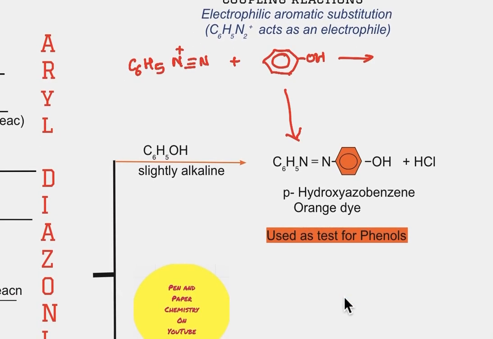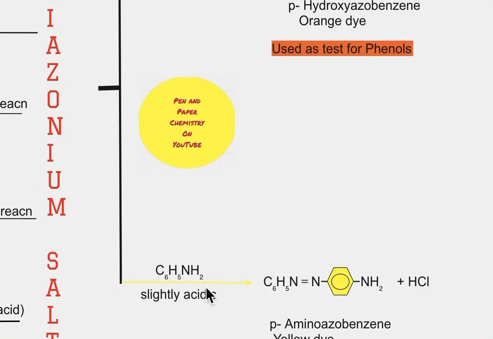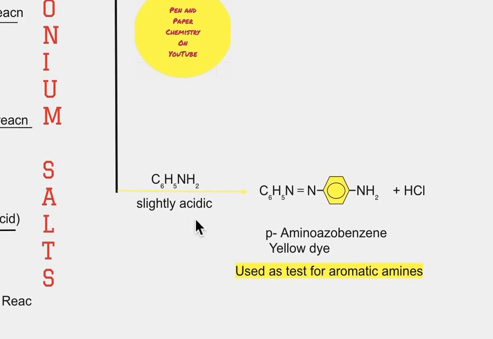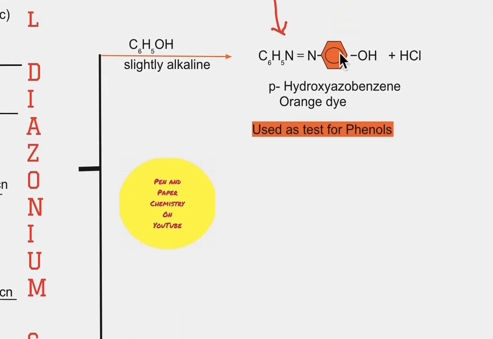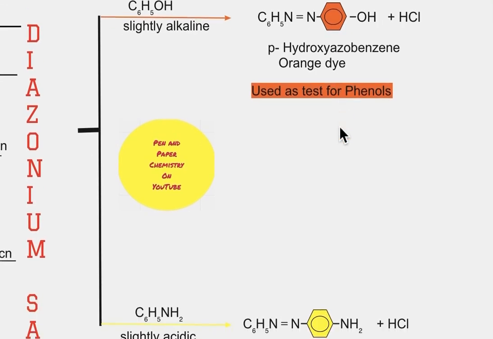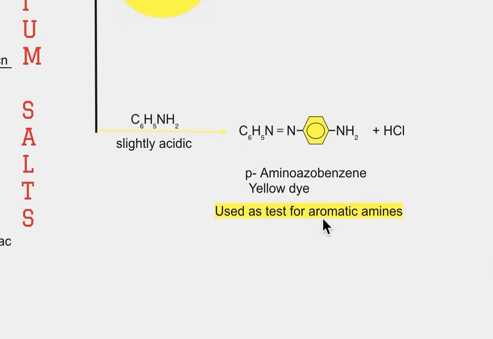On the other hand, when you react with aniline under slightly acidic conditions, you get a yellow colored dye which is known as para-aminoazobenzene. Para-amino because relative to the diazo group, I have ortho, meta, and the para position. So para-aminoazobenzene giving us a yellow dye. So you see the difference: with phenol, the diazonium salts are giving us an orange color, whereas with aniline, they are giving us a yellow color.